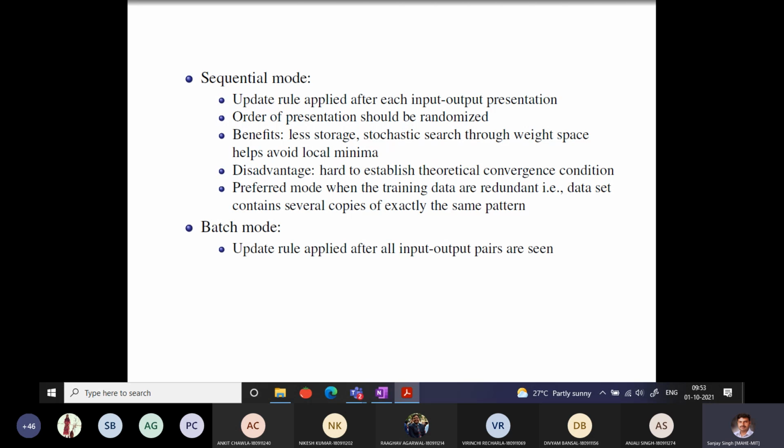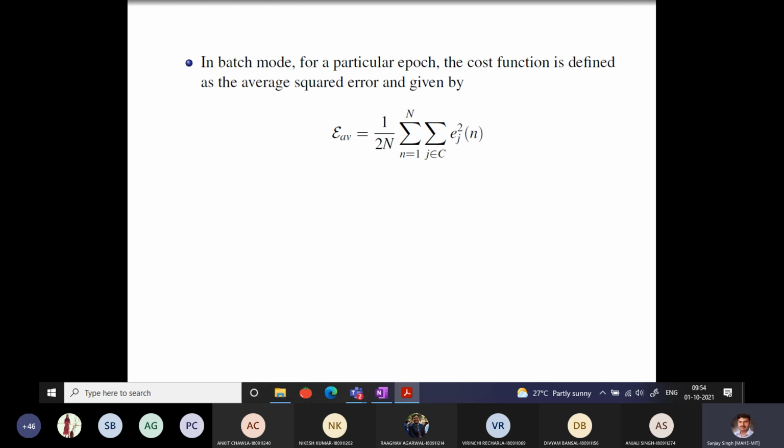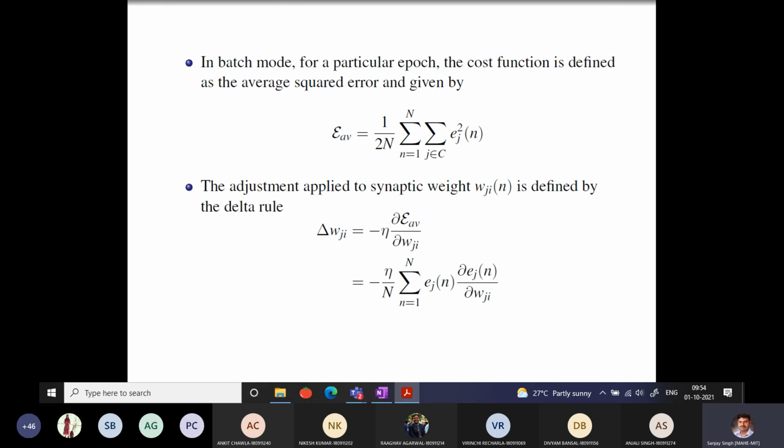But here in batch mode, the update rule is applied after all the input output presentations, and some benefits are there: this gives an accurate estimate of the gradient and convergence to local minima is guaranteed under simple conditions here. And you know that in this particular example we use, the synaptic weights are defined by this particular delta rule when you go for this kind of stuff.